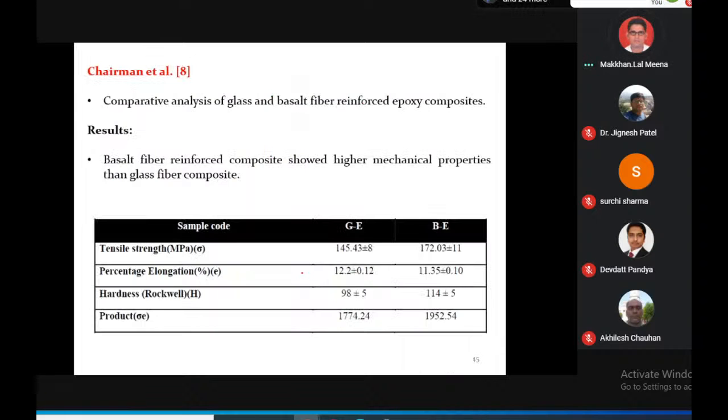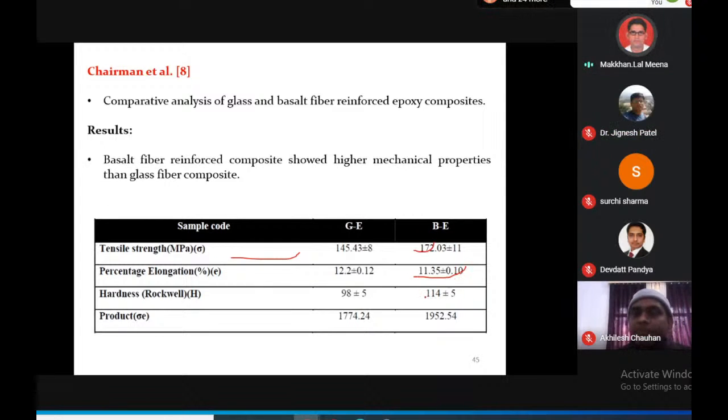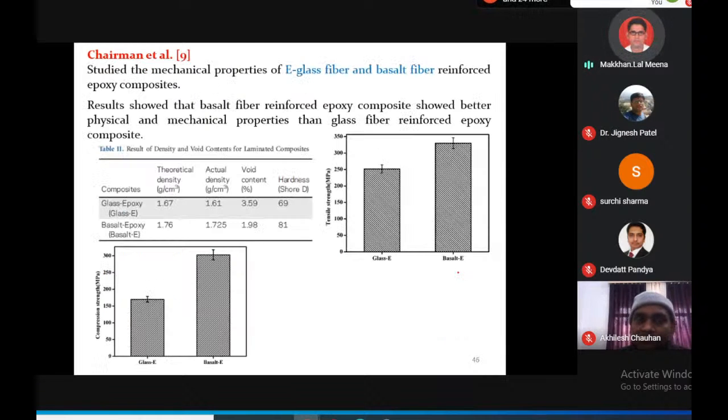This is the other study. Basalt fiber reinforced composite showed higher mechanical properties than the glass fiber, in tensile strength, and also better elongation and hardness. So that is the comparison of glass and basalt. This is another study. So we can see in this again, glass epoxy theoretical density is best.